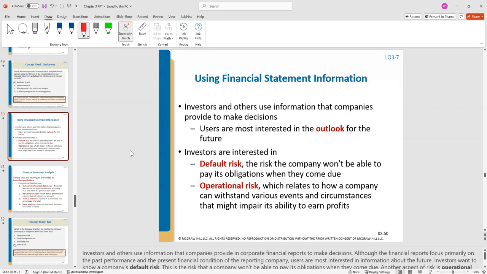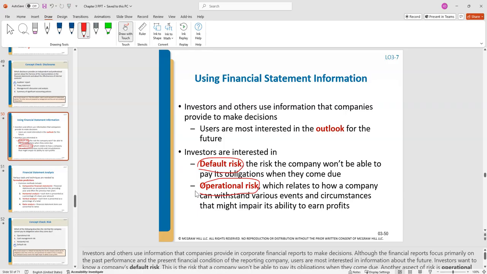We're continuing to talk about the balance sheet. It says here, investors and others use information that companies provide to make decisions. Users are most interested in the outlook of the future. If I'm an investor, like a shark or something, I care about default risk and potentially operational risk. Default risk is the risk the company won't be able to pay its obligations when they come due. And operational risk essentially relates to how a company can withstand various elements and circumstances that might impair its ability to earn profit.